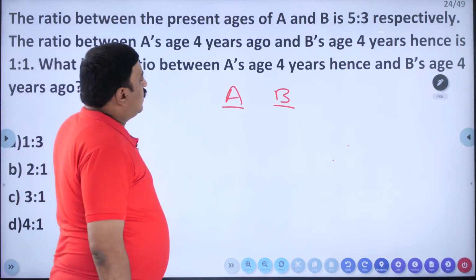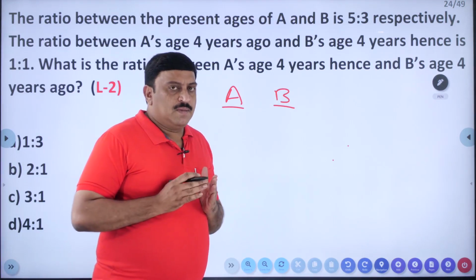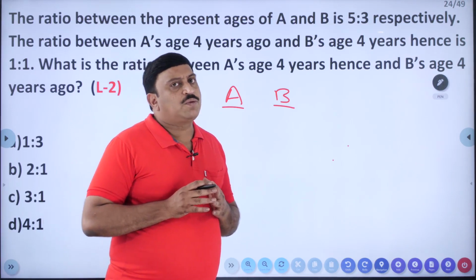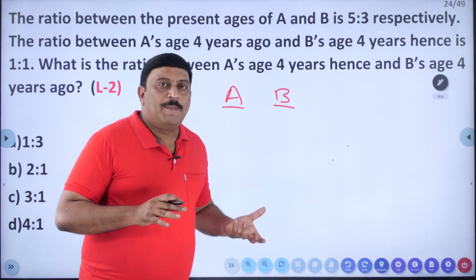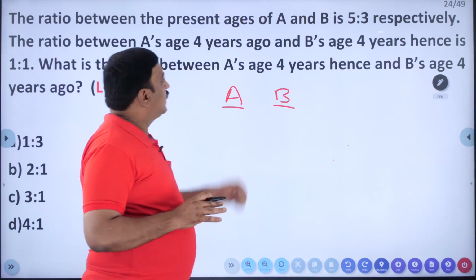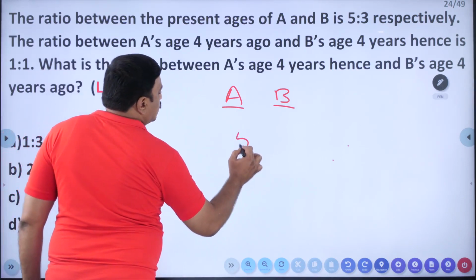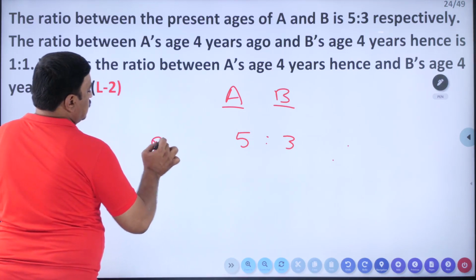So generally if this question is given in the exam, everybody skips the question because it takes time to do that one. But you people, since you learned the balancing technique, within a fraction of a second you can do this one. Just see. A and B, the present ages ratio is 5:3. This is present.